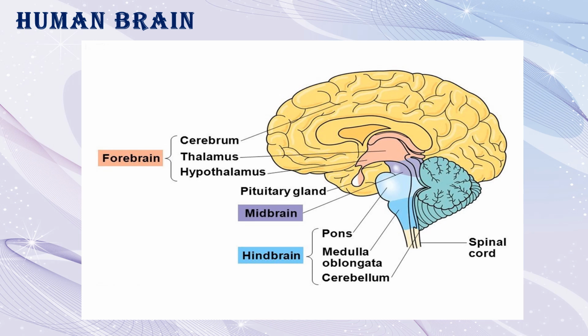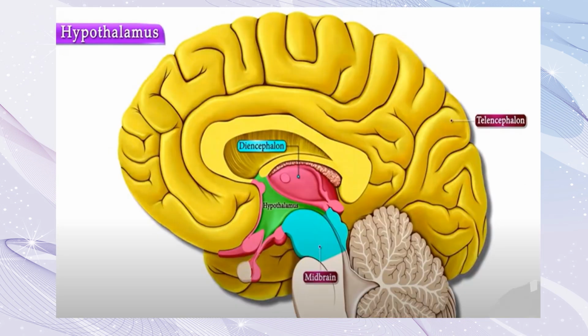Forebrain comprises cerebrum, thalamus, and hypothalamus, and the midbrain is located between the thalamus of the forebrain and pons of the hindbrain. Hindbrain comprises pons, cerebellum, and medulla. Now we are going to proceed with the topic hypothalamus. To begin with, let us learn the location of the hypothalamus.